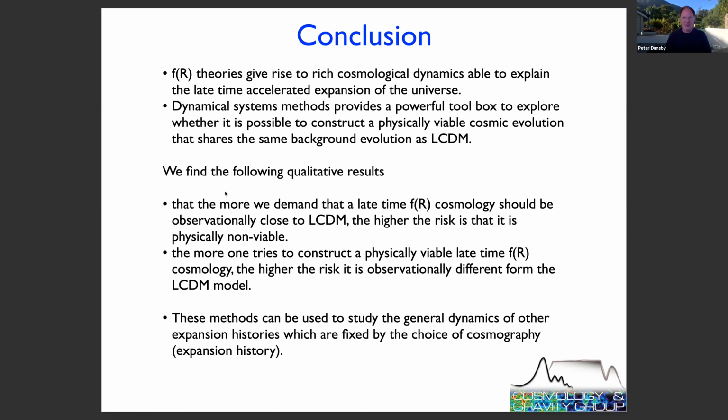So this is a much more general approach than the one that's been applied before, where one considers case by case different sets of f of R theories of gravity. This allows us to look at whole classes of f of R theories of gravity and focus on the background expansion and then the related growth rates, which one obtains when one integrates the perturbation equations for the orbits of those background solutions.